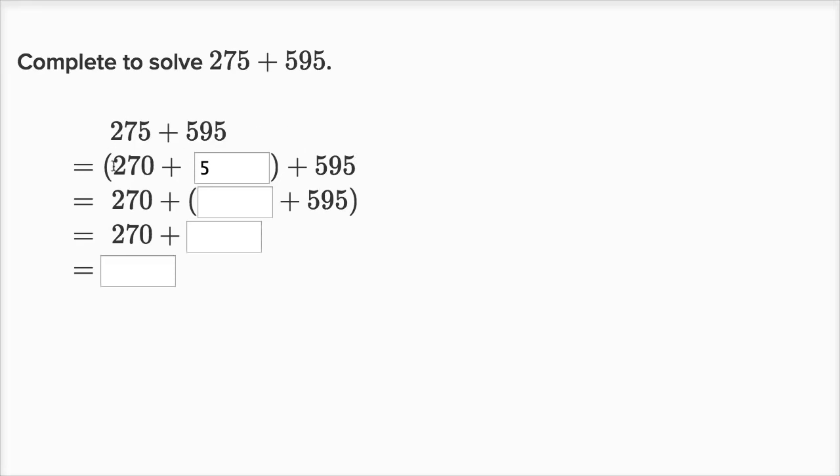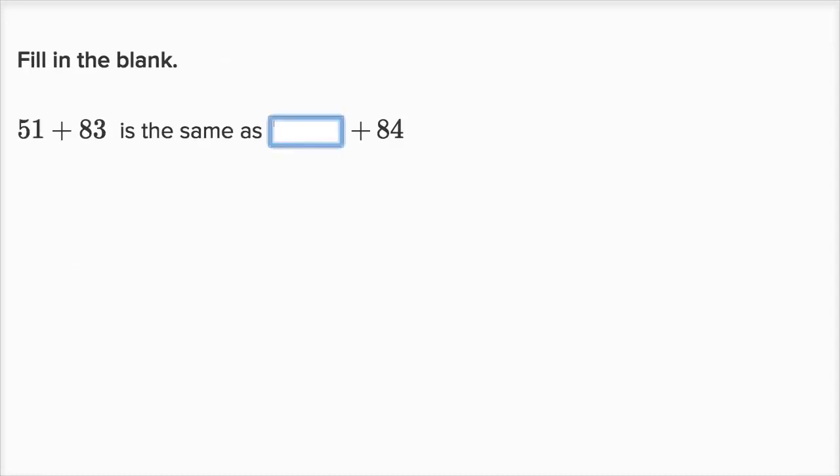So once again, here we're adding the 270 and the 5 first, and then we're adding the 595. But we could change the order in which we do it. We could add the 5 to the 595 first, and then add the 270. So this is the same thing as 270 plus 600. That's the whole reason why we took 5 from the 275, so that we can add it to the 595 and get 600. And now we can do this in our head. 270 plus 600, well, we're just going to increase our hundreds by 6. So it's going to be 870. Let's do a couple more examples here.